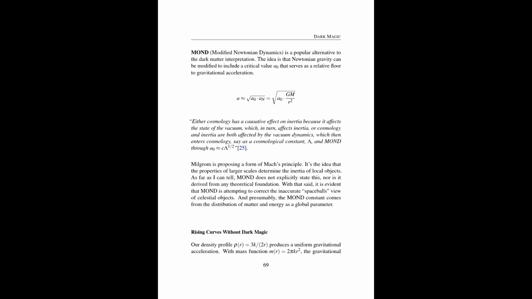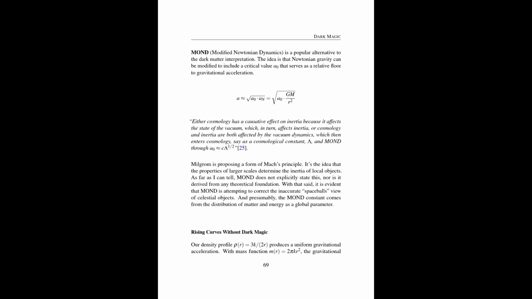All right, here we go then. So the quote is, either cosmology has a causative effect on inertia because it affects the state of the vacuum, which in turn affects inertia, or cosmology and inertia are both affected by the vacuum dynamics, which then enters cosmology, say at the cosmological constant lambda, and MOND through a0 that's approximately c times lambda to the 1/2. And there you have it.